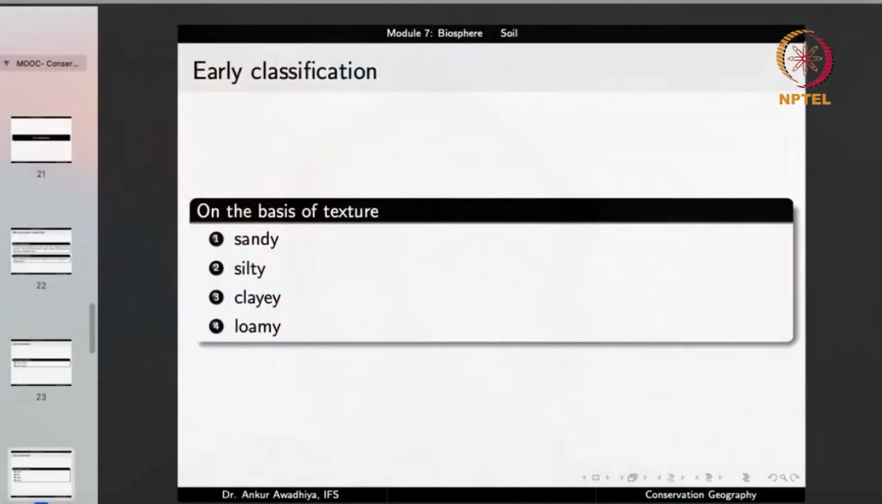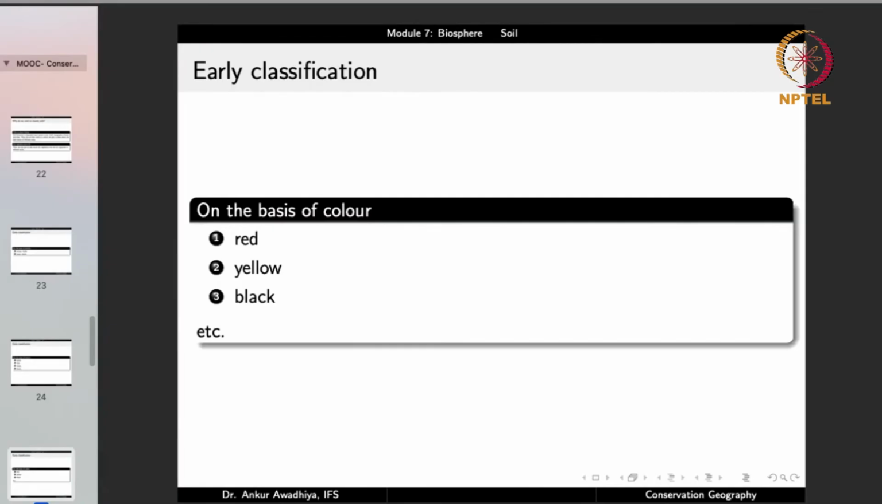Yet another early mode of classification is classification on the basis of color. Is it a red colored soil? Is it a yellow colored soil? Is it a black colored soil? And so on.